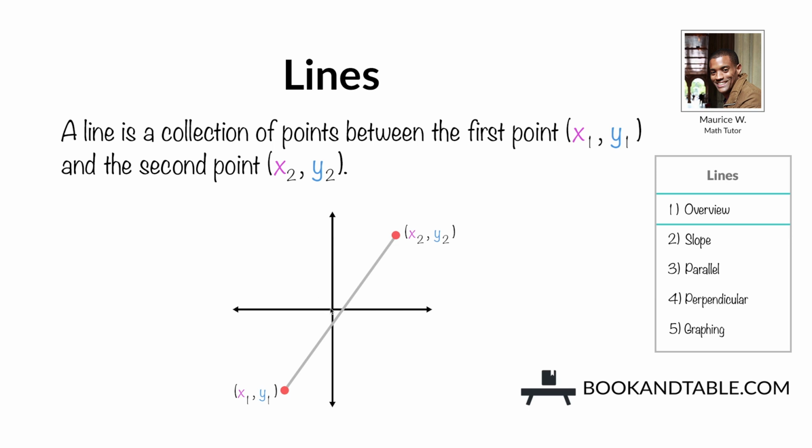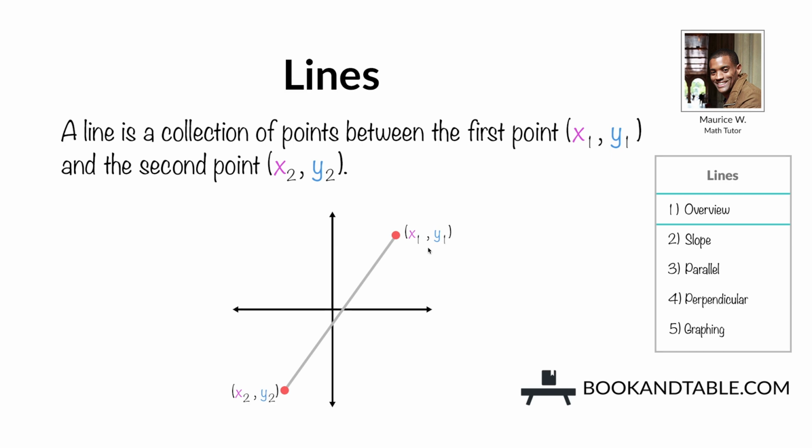Now let's discuss lines a little bit. A line is a collection of points between the first point and the second point. Which point you choose as your first or second point is up to you. This one can be considered your first point, and this one can be considered your second point, x2 and y2. Conventionally, since we read left to right, the point furthest to the left is considered our first point, or at least that's what I'll be using throughout this video. And as you move to the right, you get your second point.